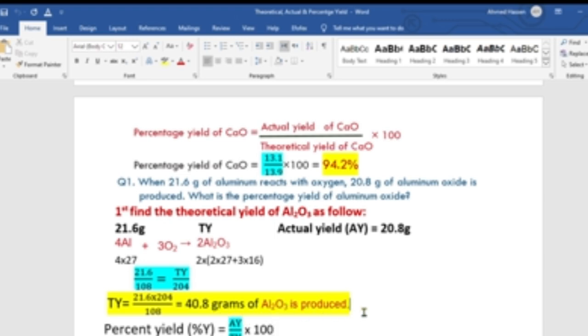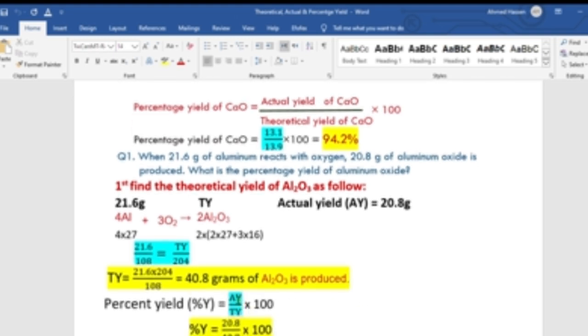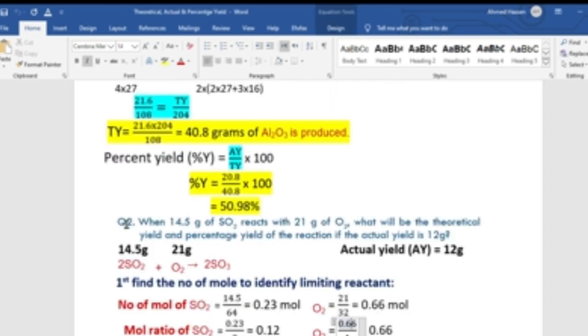This is the theoretical yield because it is the calculated value. Therefore, the percentage yield is calculated as such. That means actual yield over theoretical yield, multiplying the result with 100. Therefore, percentage yield is equal to the actual yield, which is already given, 20.8, over 40.8, the calculated yield, and multiplying by 100 gives us 50.98.